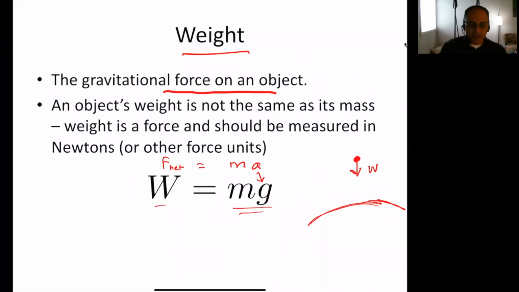So weight should really be measured in newtons or force units. Though we use weight and mass interchangeably, and we often say that my weight is so and so kilograms or so and so pounds, technically that's not correct. What we are referring to is mass. Weight is something that should be measured in newtons.